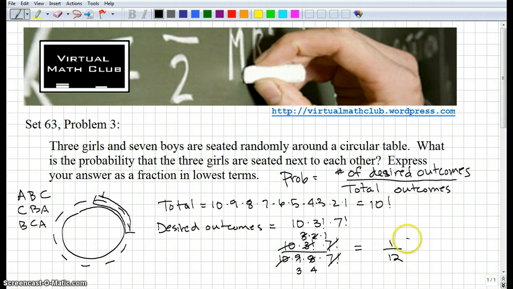So our answer is that the probability that the 3 girls would be seated together if we just arrange these kids randomly is 1/12. And you can see that it really helps not to do all this arithmetic for the numerator and denominator. Let's leave it in factored form, and then cancel common terms and reduce it down, and then we can get it in lowest terms really easily. So there's your answer, 1/12.